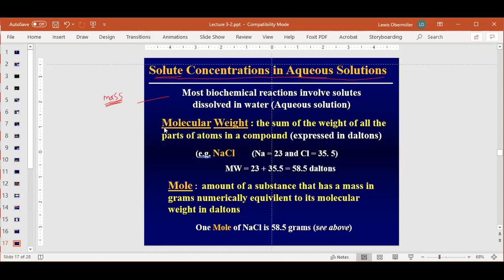Okay, the molecular weight, we talked about this in chapter 2. Hydrogen is 1 gram and helium is 4 grams, and so on and so forth. So sodium, and this is why you need a periodic table.